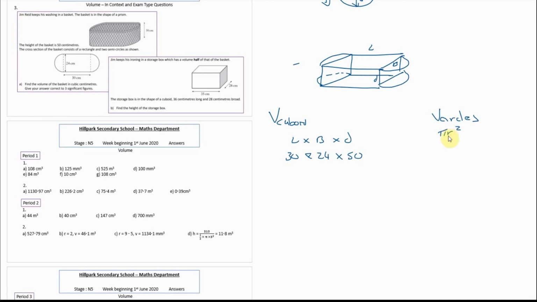So pi r squared, we need to times it by the depth as well, yeah? So it's the same depth as before, times them by 50. This time we've got to do pi r squared, where it's pi times half of 24, because 24 is the diameter, so it's going to be 12 squared. Okay, so that should give you the start for that question.